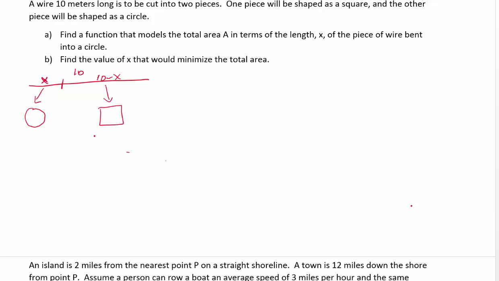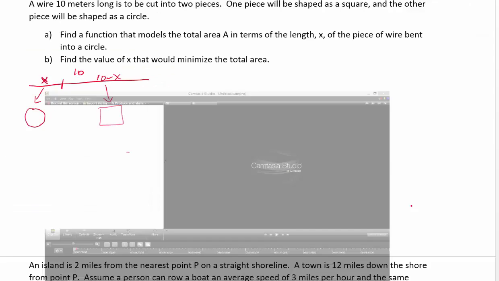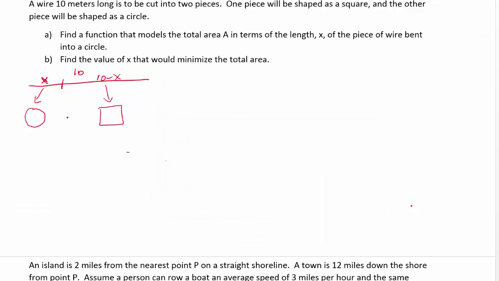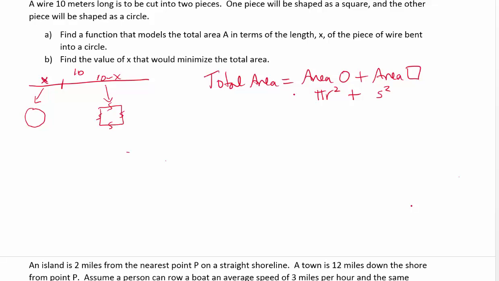And we're going to take the piece that's labeled 10 minus x, and we're going to wrap that around and form a square. And what we want to do for part A is find a function that models the total area of both of these. So I want to add the area of the circle plus the area of the square. Okay, so area of a circle is pi r squared. Area of a square, if we say this square has side s everywhere, then its area would be side squared. So that would be my total area function.